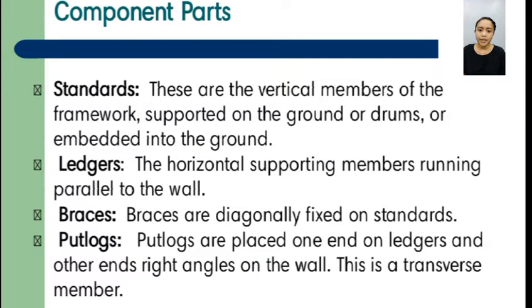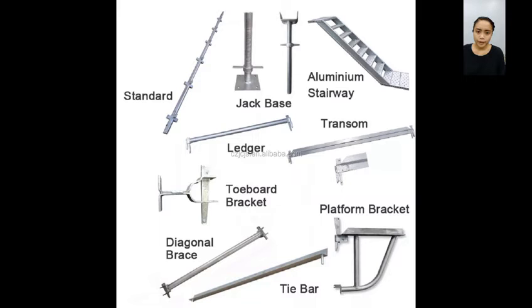First is standards. These are the vertical members of the framework supported on the ground or drums or embedded into the ground. The standards, also known as uprights, are perpendicular tubes that shift the entire weight of the structure to the ground, where they lean on a square base plate to scatter the weight, as you can see in the picture.